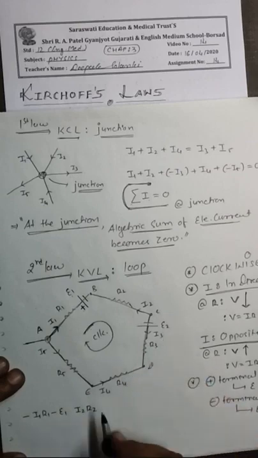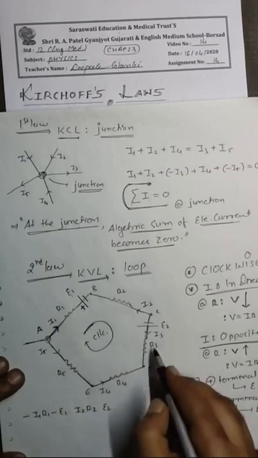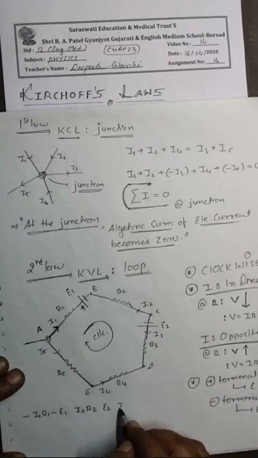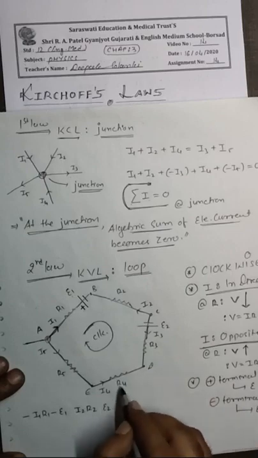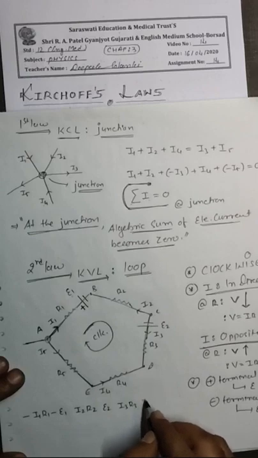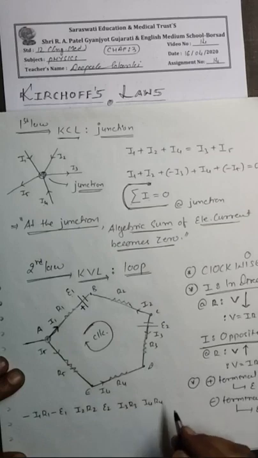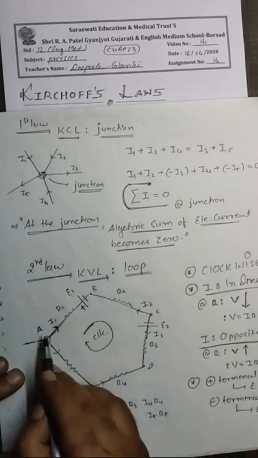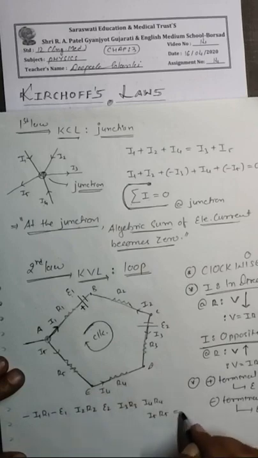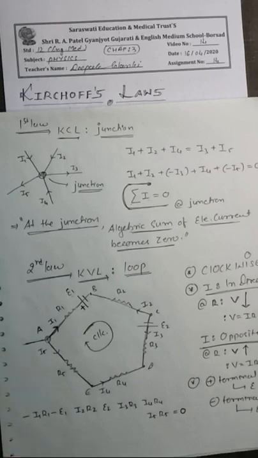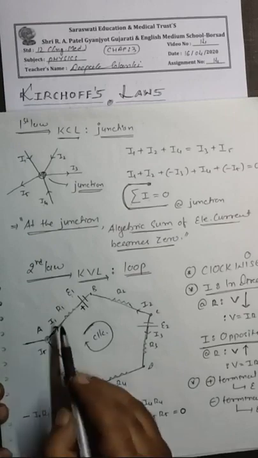Then EMF E2, I3 R3, I4 R4, I5 R5. Again point A means 0, the electric potential is the same. Got it? Here on the first side only we took the sign.